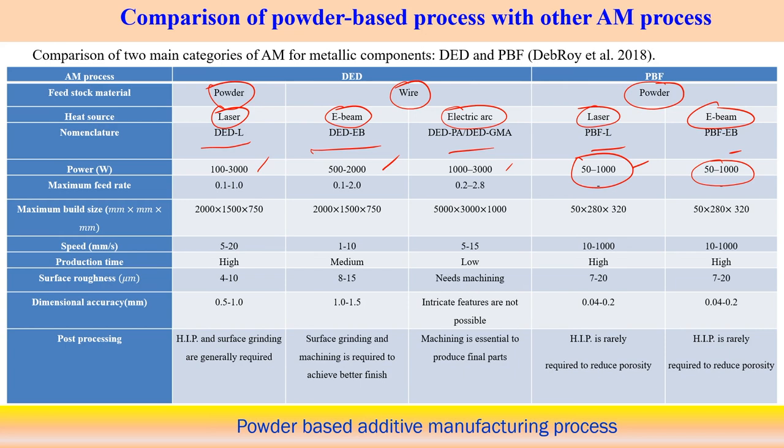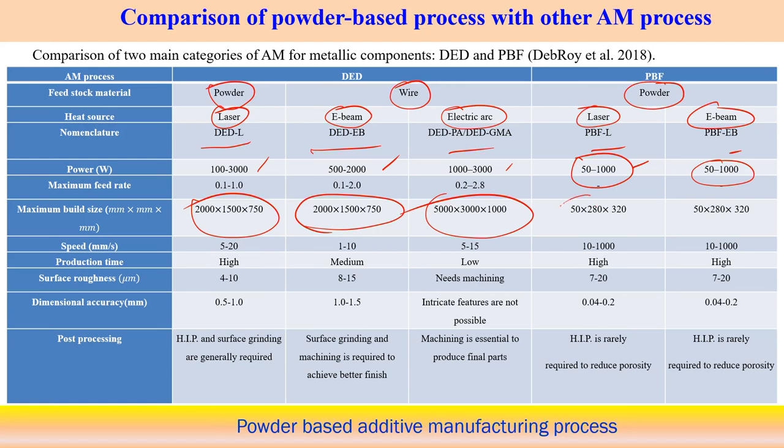In this case the maximum build size can be much more, but it can be limited when you perform the whole process under a chamber of some sealing gas. So that's why it has certain limitations. In direct energy deposition, even for the electron beam, it depends on the size of the vacuum chamber. Electric arc is open, because shielding gas is applied along with the deposition, so the maximum build size of the components can be bigger.